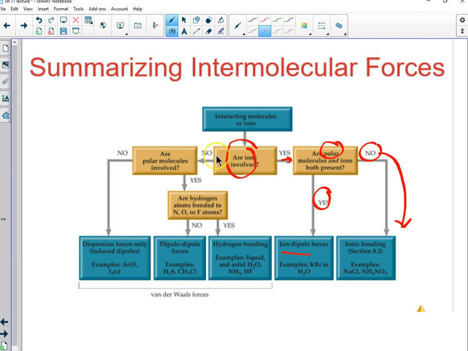If there were no ions, then you check, are there polar molecules involved? If the answer is yes, then you need to check, is there hydrogen bonded to N, O, or F? If the answer is yes, you have hydrogen bonding. You also would have dipole-dipole. If it's no, you have dipole-dipole. And then if everything's no, then you're just stuck with London dispersion forces. Please remember, every single one of them has London dispersion forces.